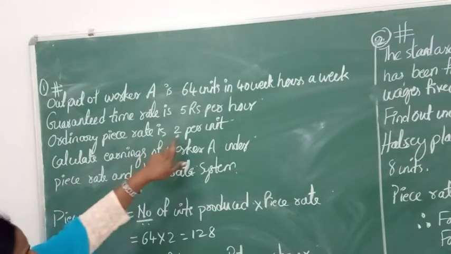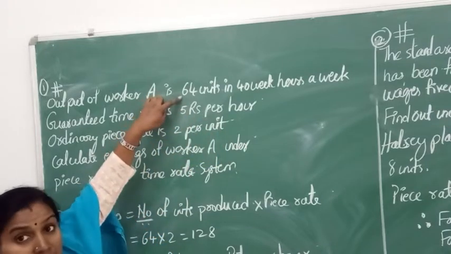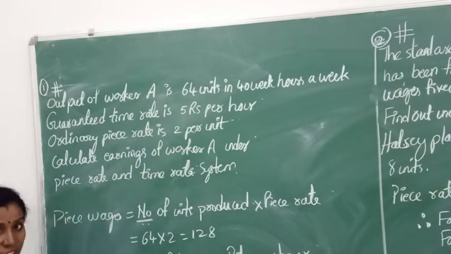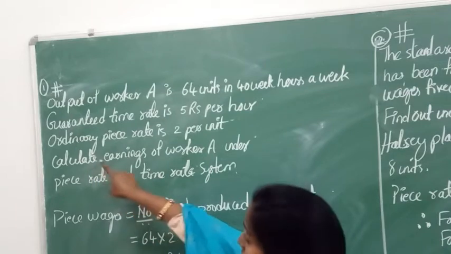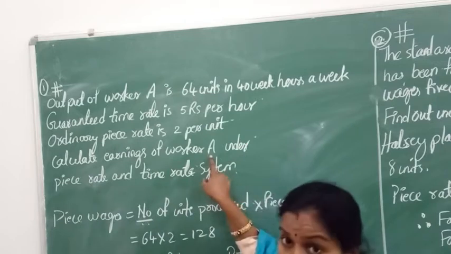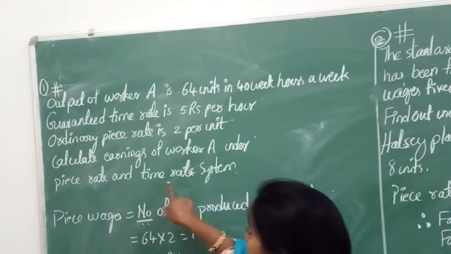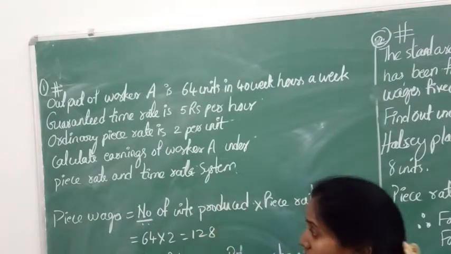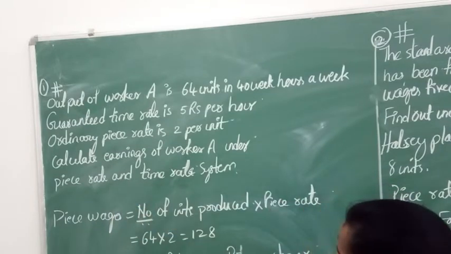So here you see 2 per unit. How many units did he produce? 64 units. For each unit it is 2 rupees. The point is clear to everyone. So next, calculate. What did he tell us? He told us to calculate the earnings of worker A under two methods. One is the piece rate system and the next one is the time rate system. Did you follow the question? He asked under two methods, the piece rate system and the time rate system.